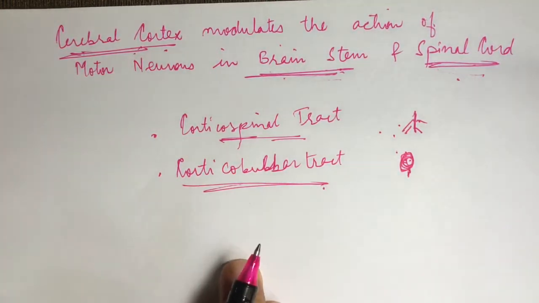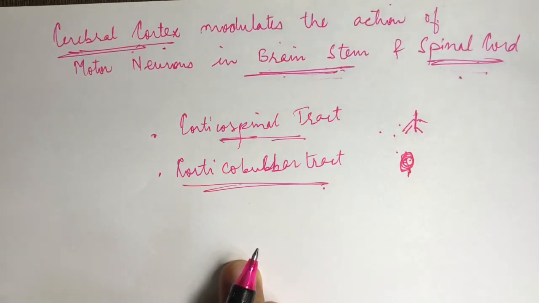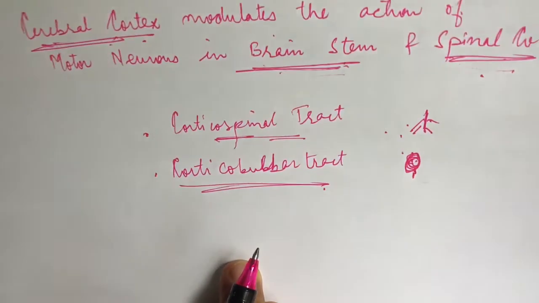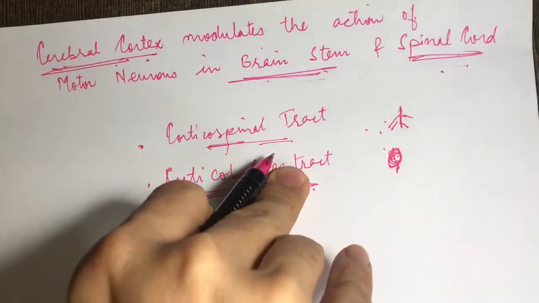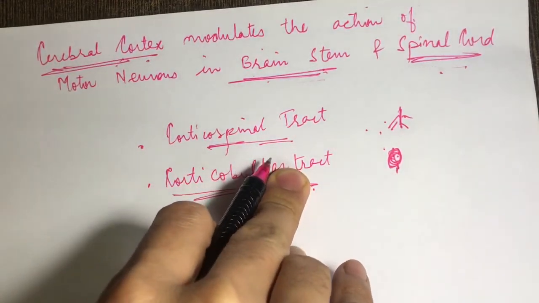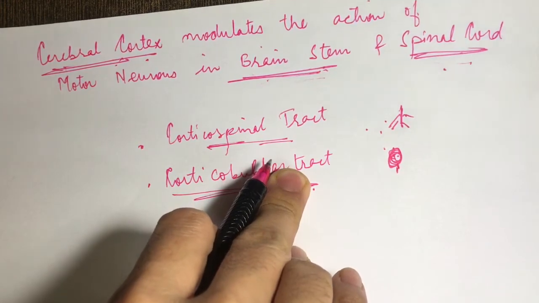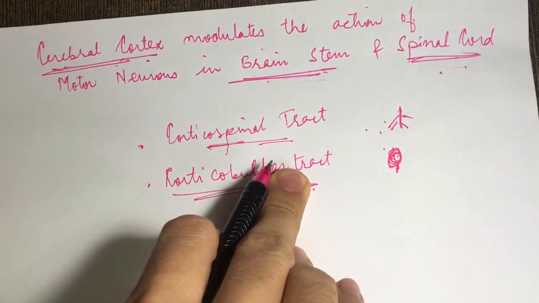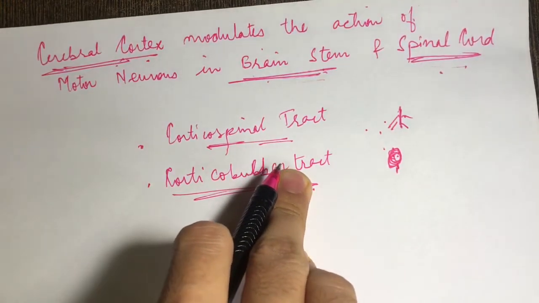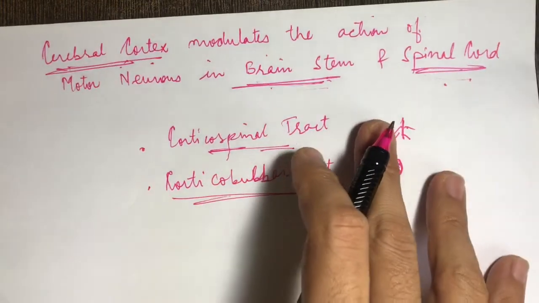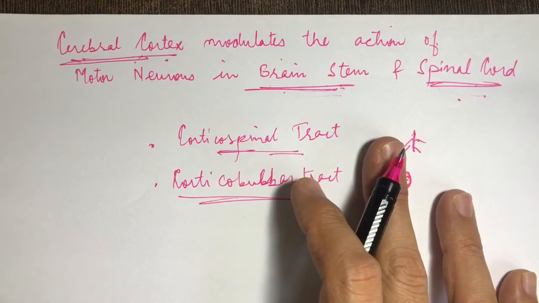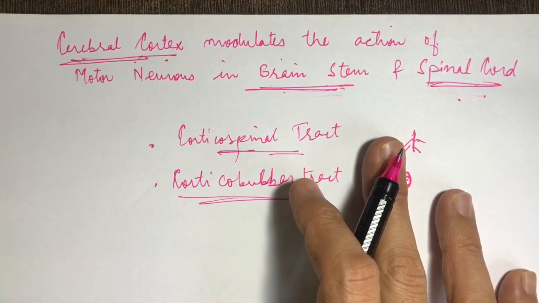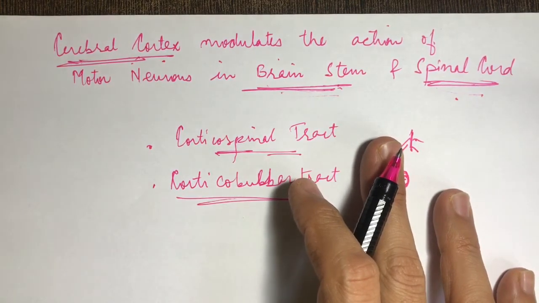And we all know the cerebral cortex acts on the spinal cord or the spinal motor neuron directly and indirectly. By directly we mean it has direct action on the alpha motor neuron, one to one, and indirectly via acting on the interneuron. So that is the control of the cerebral cortex on the spinal motor neuron.